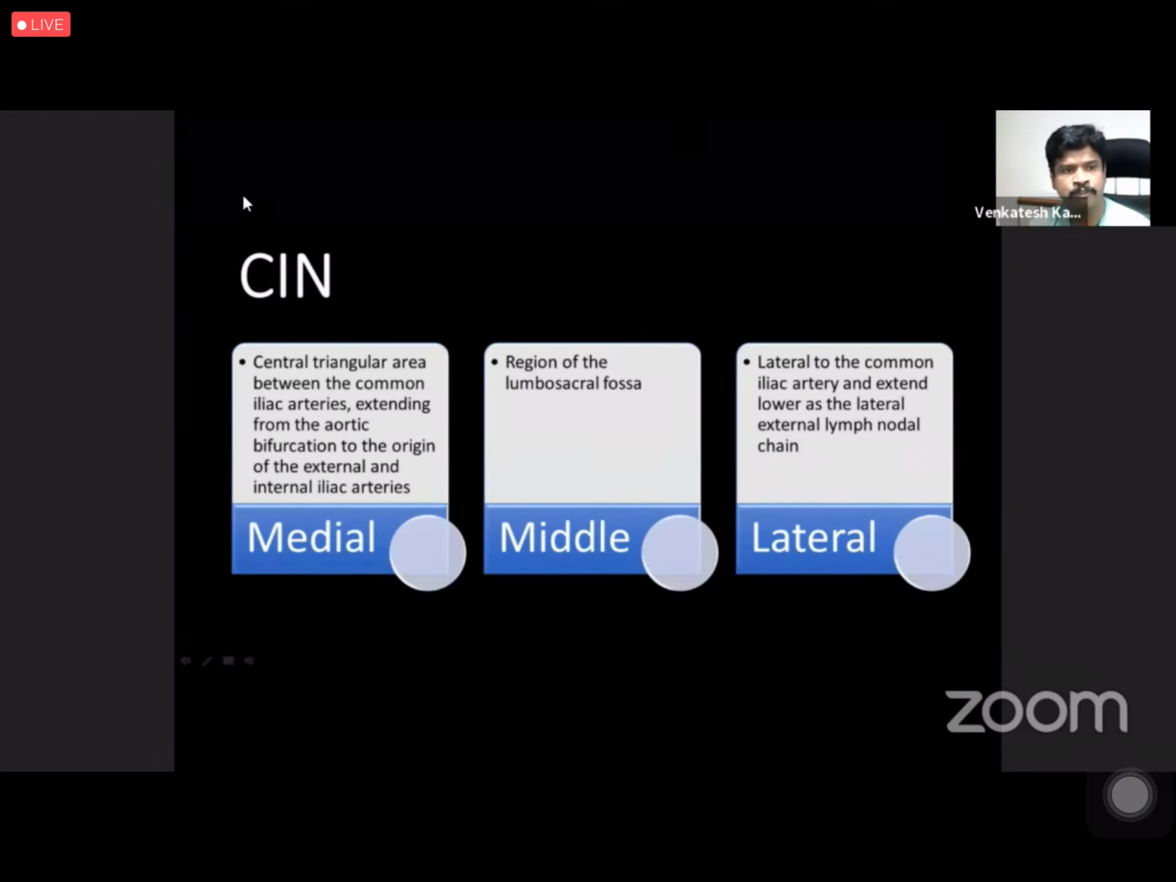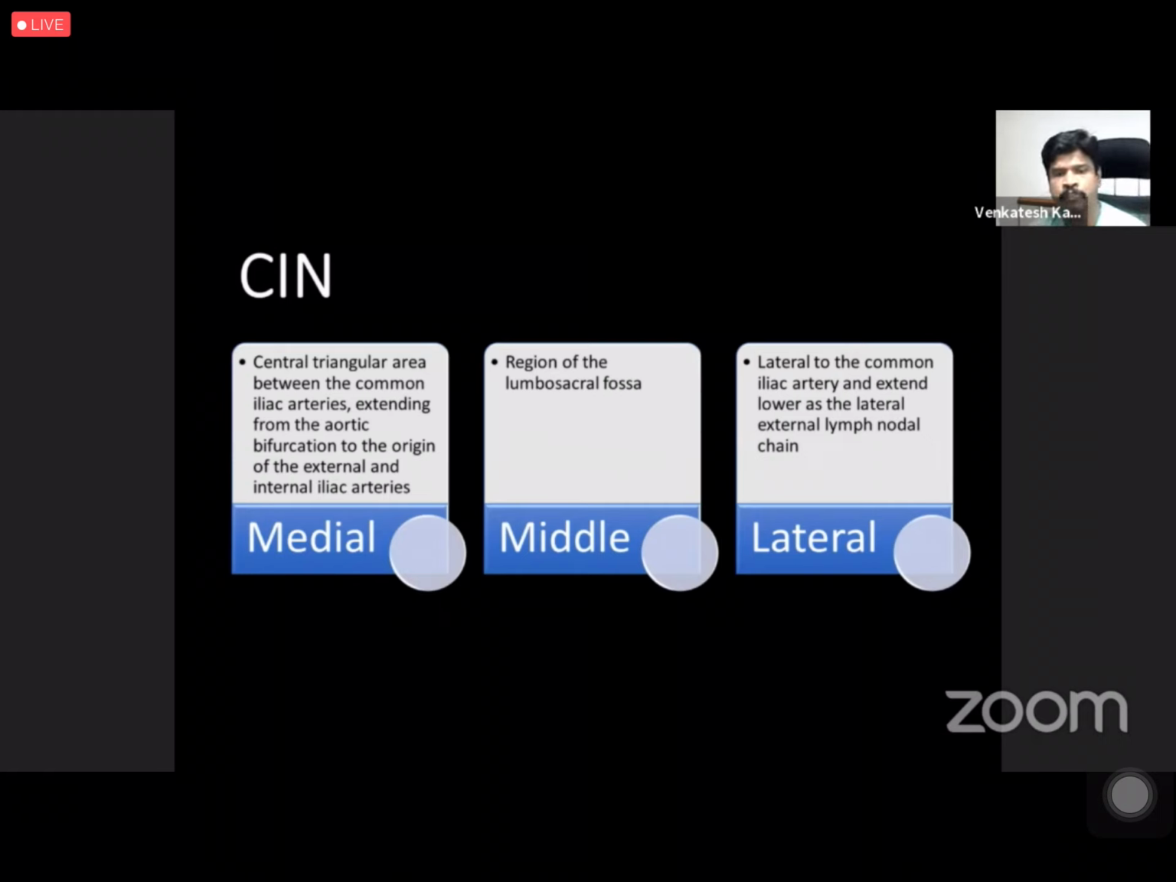So when you take the lymph nodes, the common iliac group of lymph nodes are again classified into three: the medial, middle, and the lateral. The medial group of lymph nodes are those nodes which are located in the central triangular area between the common iliac arteries, extending till the bifurcation into the origin of the external and internal iliac arteries. That's the medial group of lymph nodes.